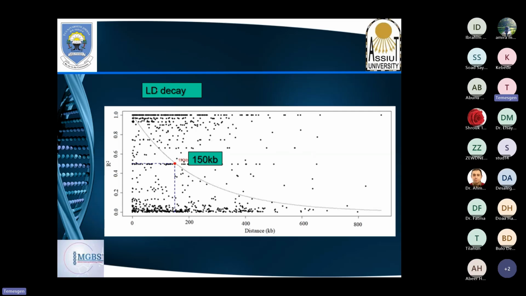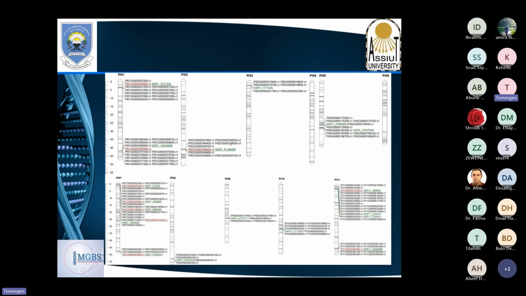And we also did LD decay. We obtained almost 150 kb of LD decay. Then we found several genes around this. Among those, almost 12 genes are more associated with the markers which were more associated with climate adaptation genes. These are some loci which are more associated with adaptive alleles. So this is what I have.